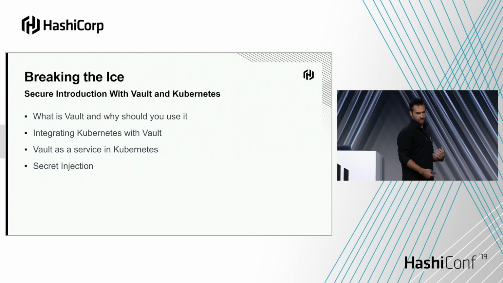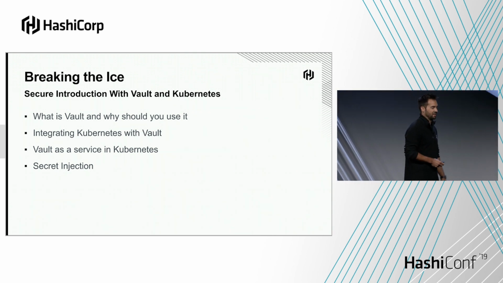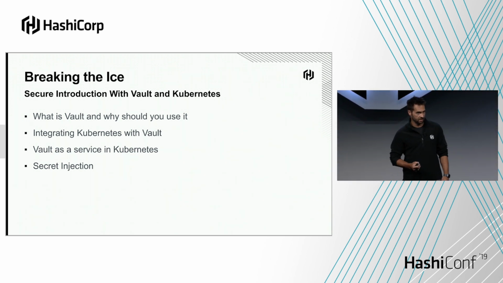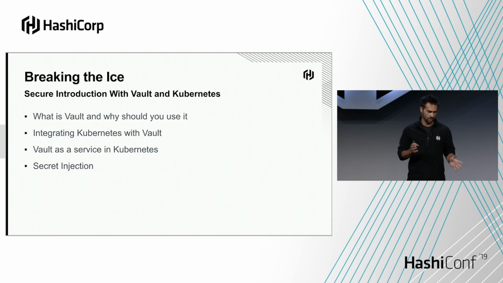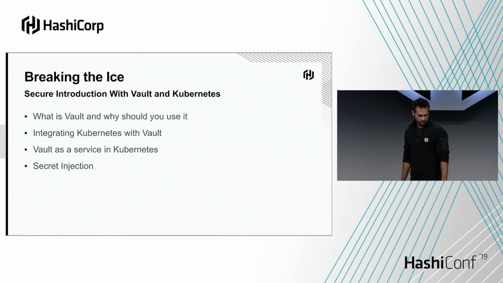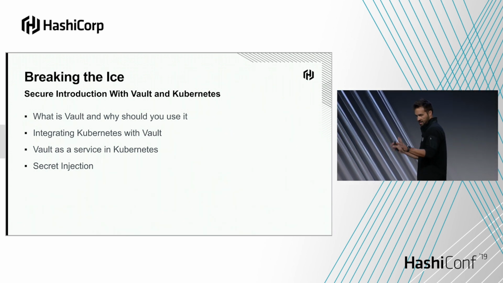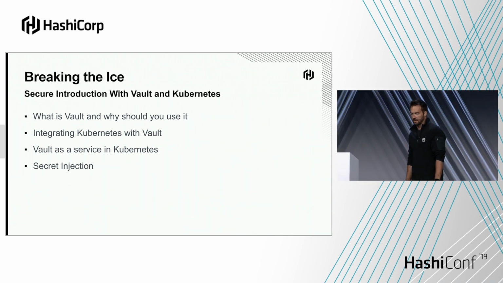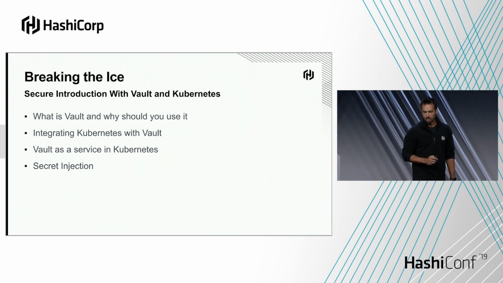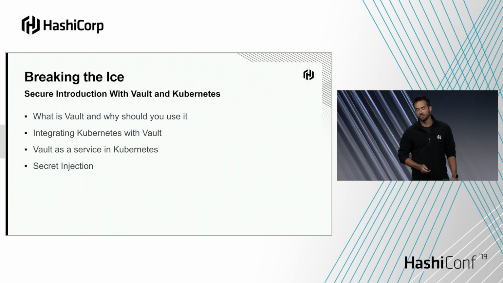We're going to talk about actually integrating, which is a very fancy word for using Kubernetes to authenticate. And we'll talk briefly about using Vault as a service inside Kubernetes, which was something kind of announced newish that we support now. And in the end, I'm going to talk about secret injection, which is another kind of vague, nebulous topic. But we'll get to that. Okay, yeah, so we're talking about Vault.